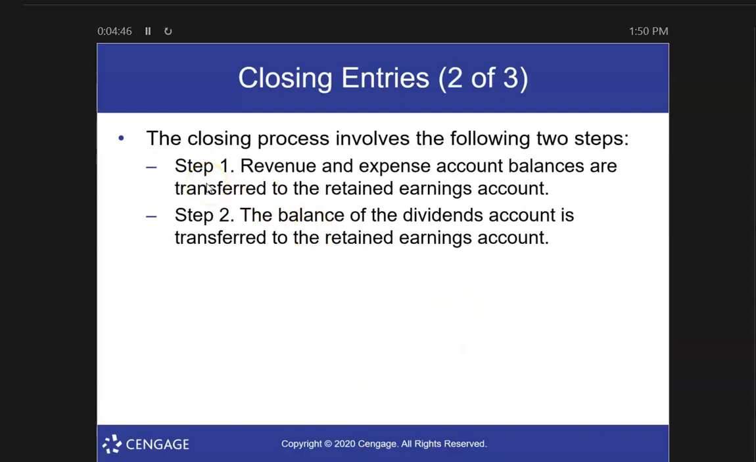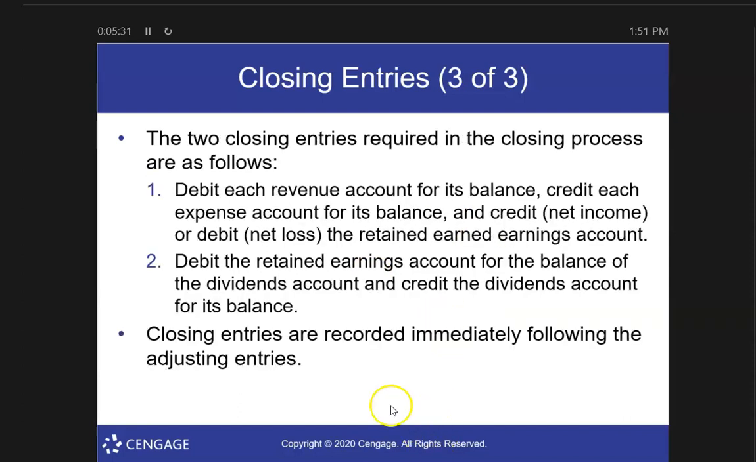So the first step is I'm going to take my revenue and expense account balances, and I'm going to transfer them to what I call the retained earnings account. And I'll actually show you how this is going to happen. So revenues normally have a credit balance, so I would debit it for the same amount. Expenses normally have a debit balance, so I would credit it. So the first journal entry is to take the revenue and expenses and transfer them to the retained earnings account. The second journal entry is to take the dividends and transfer it to the retained earnings account. 2 journal entries only. You guys got this, okay? You totally got this.